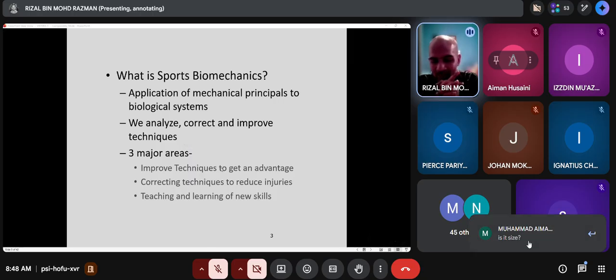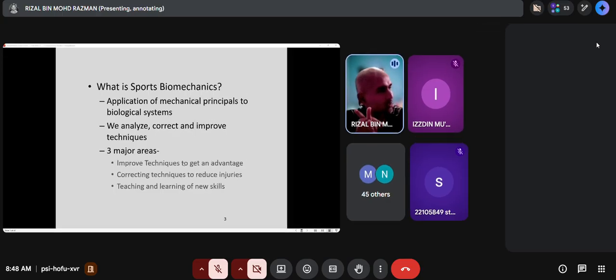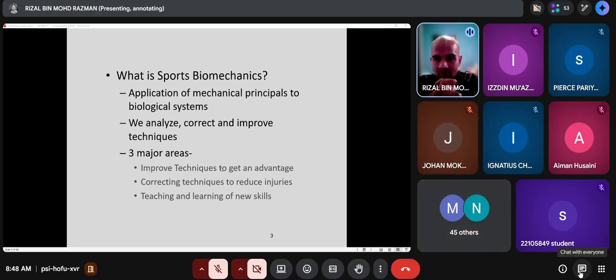Yeah, it's the size. Who's that? Aiman. Yeah, it's the size of the muscle. Quadriceps is a much bigger muscle, much stronger muscle. Okay, so that is the difference, and that is why you want to lift heavy objects.